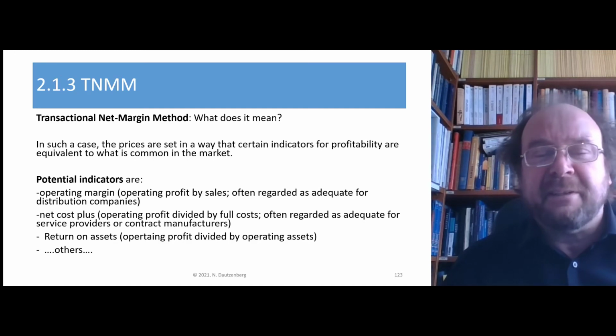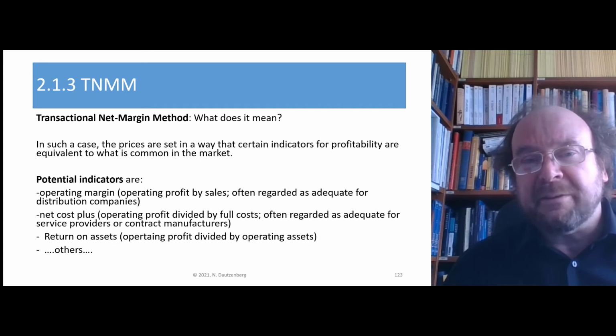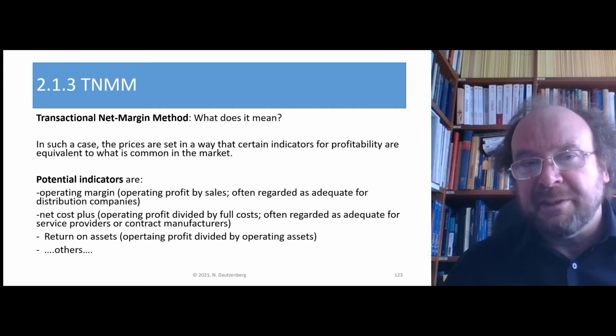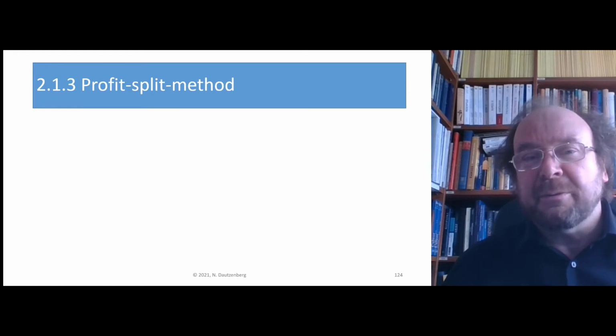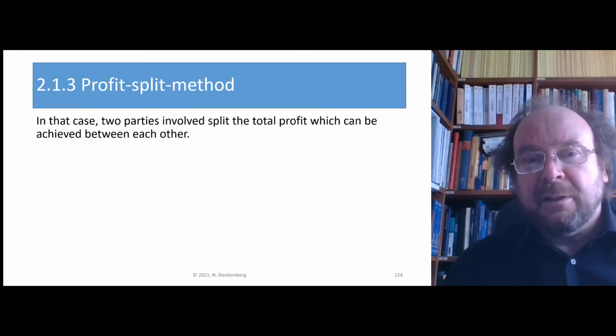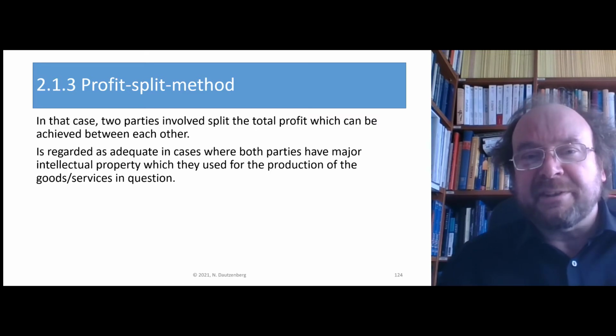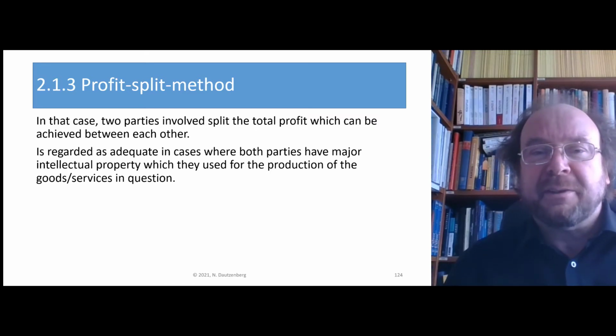There might be several indicators which you might regard as adequate, and you try to show that what you did is in line with what is usual in the market. One of the ideas might even be that you show that the profit from the whole transaction is split up between the two parties involved in a way which is conform to market behavior.